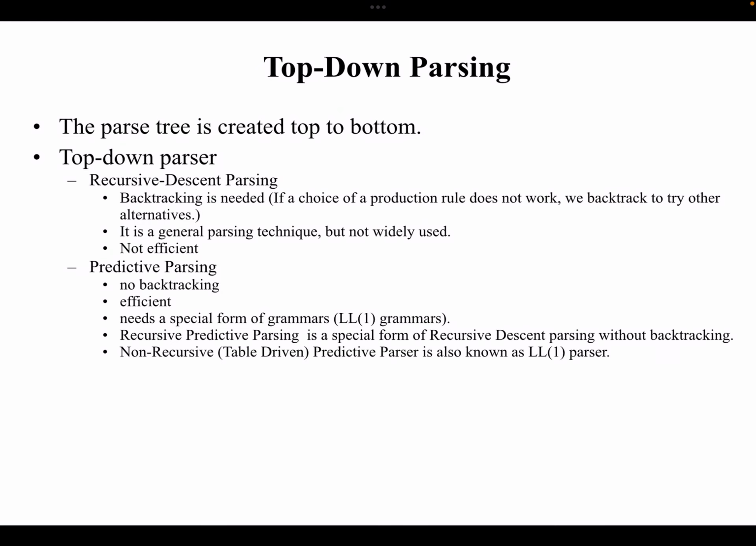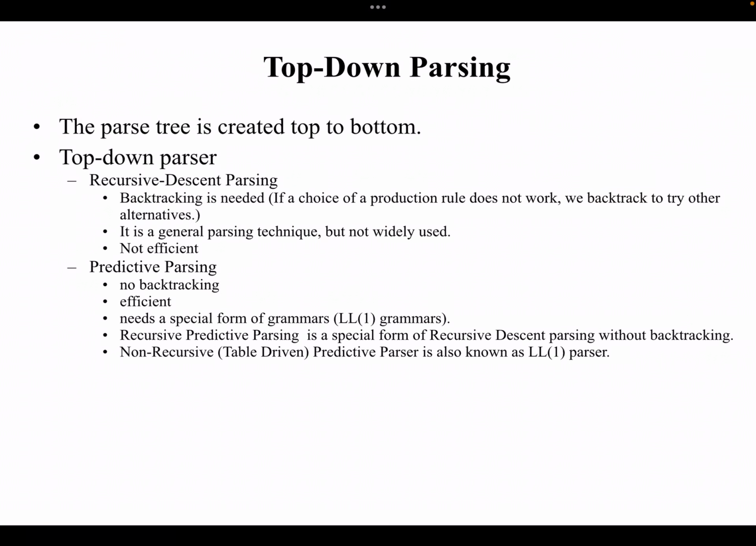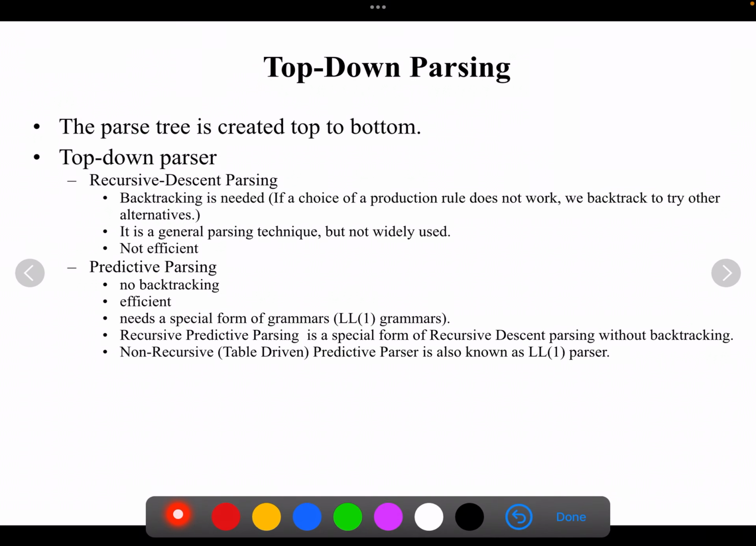There are basically two kinds of top-down parsers. The first one is called recursive descent parsing and the second one is called predictive parsing. The recursive descent parsing is basically a backtracking kind of parser, nothing but a trial and error method. It is the general parsing technique but not a widely used method, which is why it is not an efficient one.